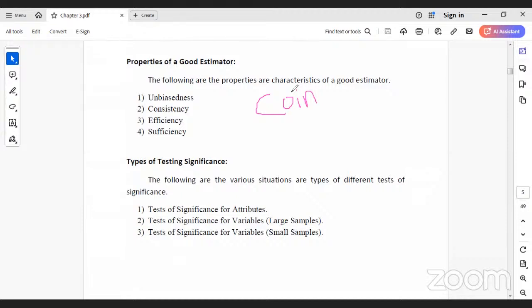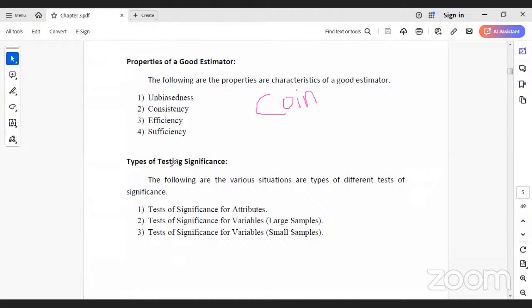Then sufficiency means the data that is available, sufficient data should be collected. Only relevant data is collected. So exactly which type of data is required for us, that data we need to collect. Don't go for irrelevant data. So relevant data should be collected. Okay. So these are the properties of a good estimator.